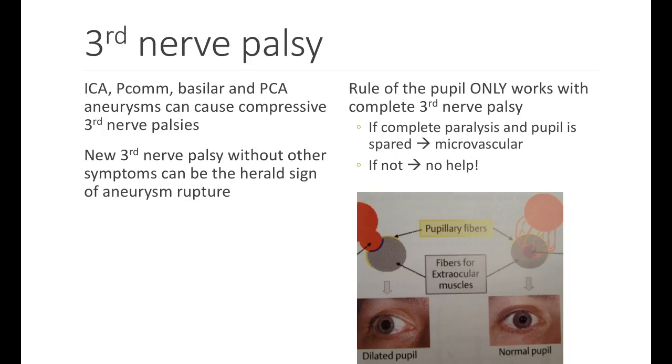A third nerve palsy can occur from multiple different etiologies. In particular, compression is a common cause. The most concerning cause of a compressive third nerve palsy is an aneurysm compression. This is an important sign to recognize, as this may be the only hint that there might be an aneurysm enlarging in the intracranial space.